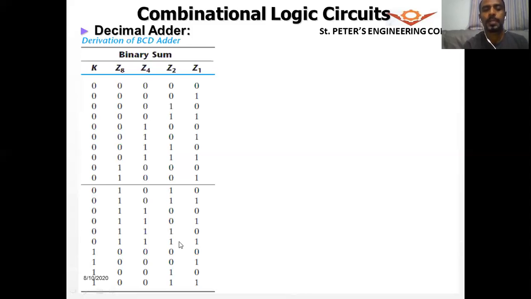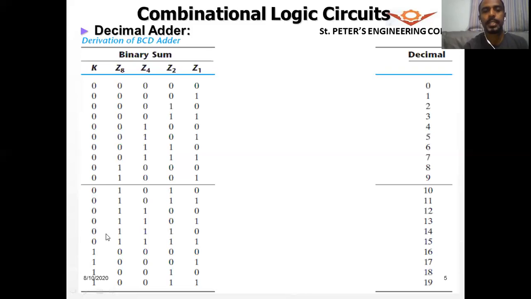Now if you write the decimal equivalent of this, this is for decimal 0, decimal 1, decimal 2, and so on. And this is for decimal 15. Now, decimal 16 will be the binary equivalent of 1111 plus 1. So when you add 1 to this, it will generate an extra carry, and that will go here to the K bit. All right.